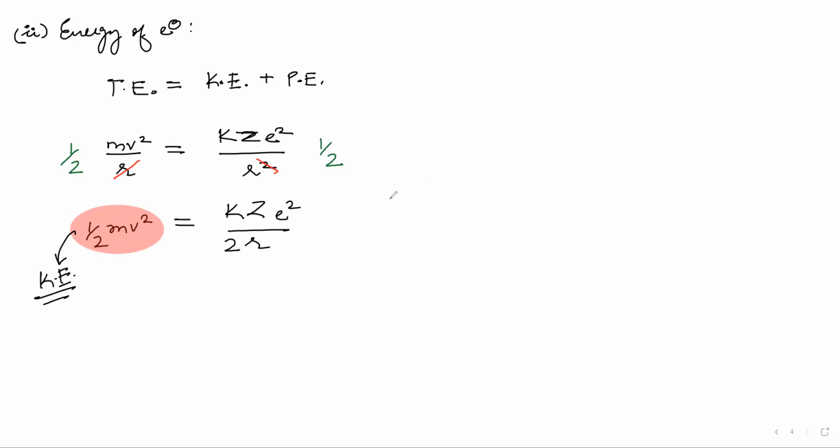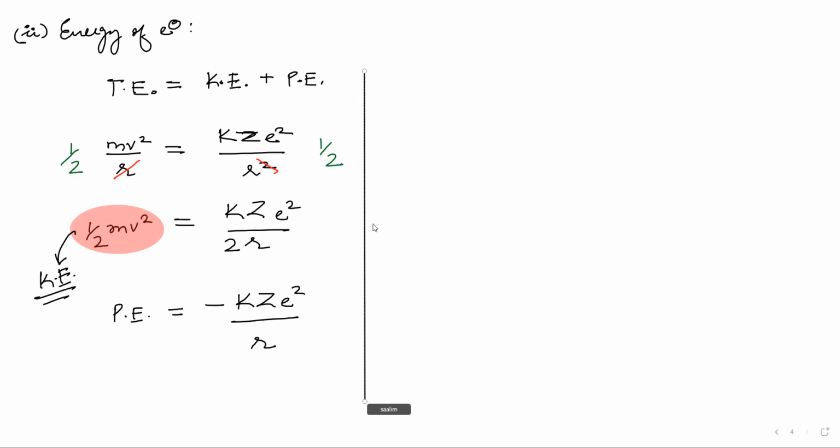Now, for potential energy, you have to remember this formula. Potential energy is equal to minus of k Z e square divided by r. This minus sign just shows that the potential energy is by attraction and not by repulsion. Wherever you see a negative sign, think about stability and attraction.